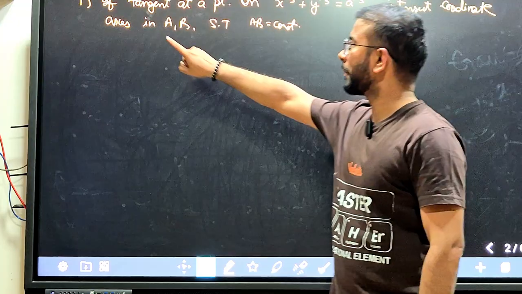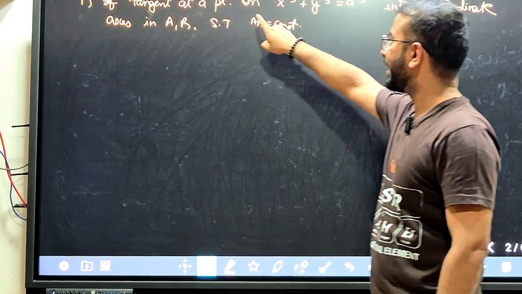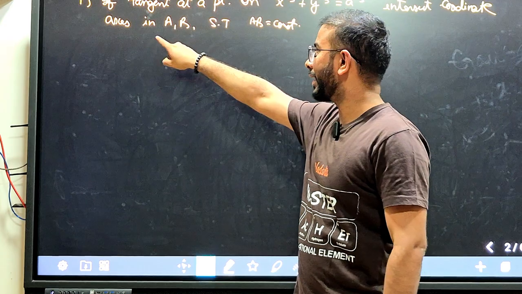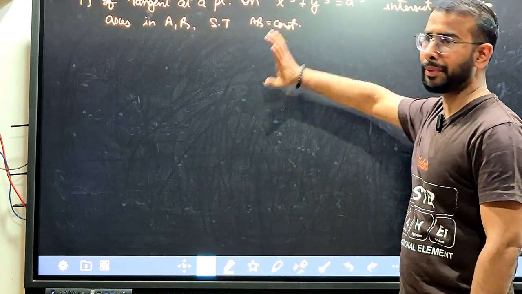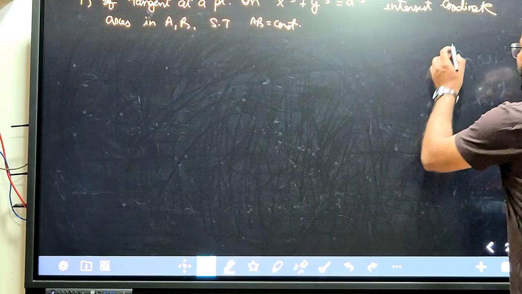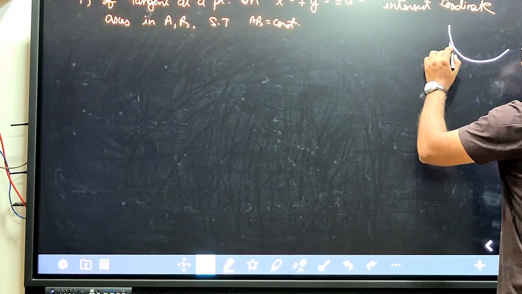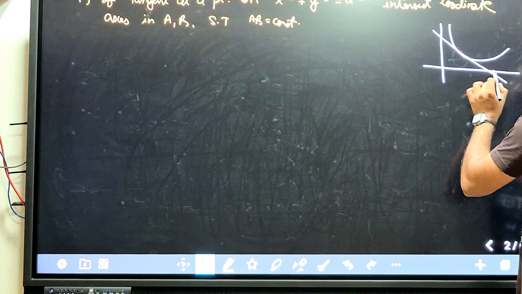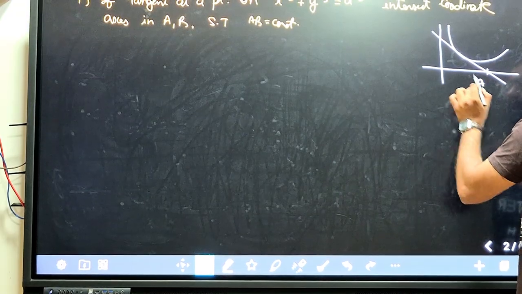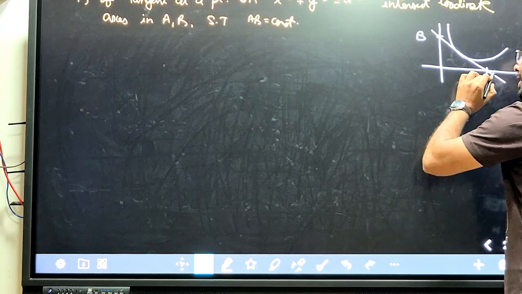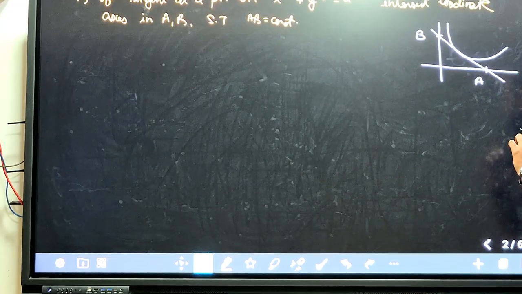The first question is: if the tangent at a point on this curve intersects the coordinate axes in A and B, show that AB is equal to a constant. First understand the meaning. Any curve is given to you, and this is your tangent. This tangent intersects the x-axis at A and the y-axis at B. They are asking you to prove that the length of AB is constant.